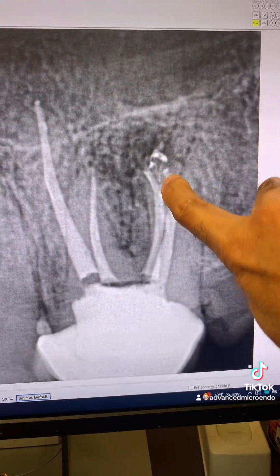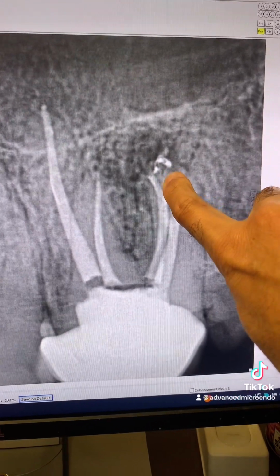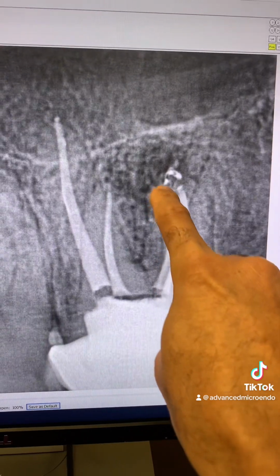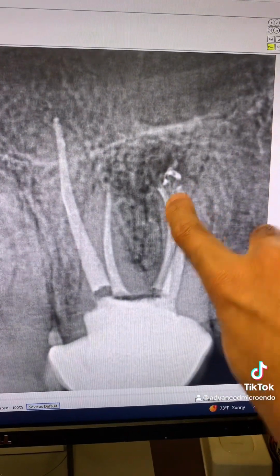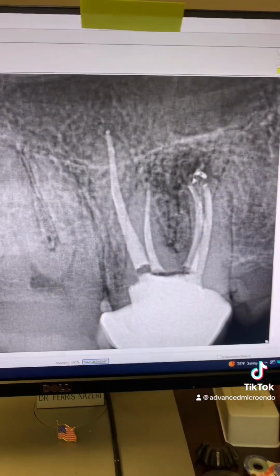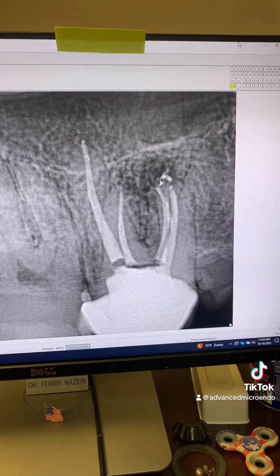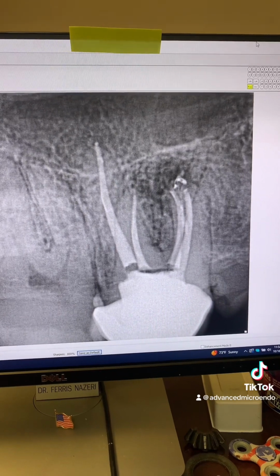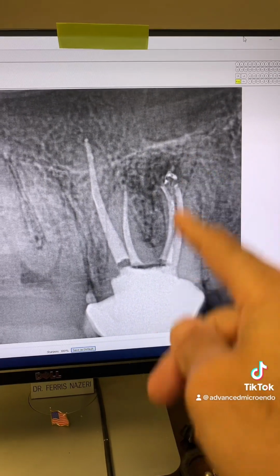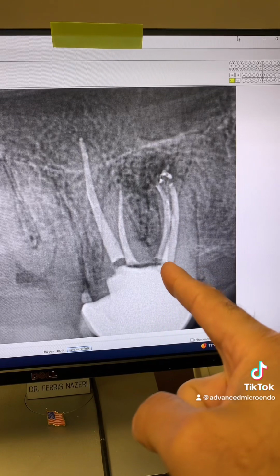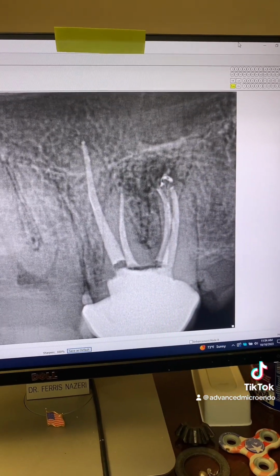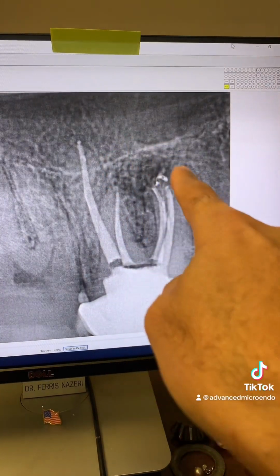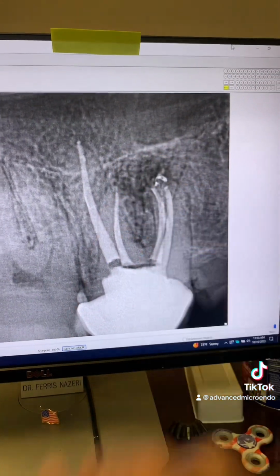lateral or bifurcation right off of the MB2, and then that bifurcation bifurcates itself right there. But as you can see, everything went beautifully. We went ahead and temporized the tooth and referred the patient back to her dentist for the permanent restoration. So leaving necrotic tissue and bacteria behind in the missed MB2 canal will do this. You can see how large that periapical lucency is right there.